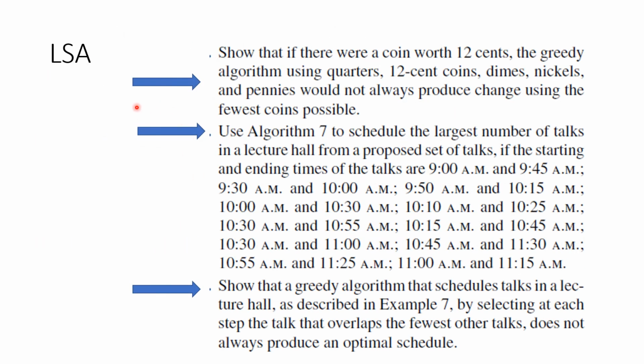Here's an LSA for you to do. I'll assign a number to this soon and post it. There are three things to do. Show that if there were a coin worth 12 cents, the greedy algorithm would not always produce change with the fewest coins. Use the algorithm for talk scheduling, Algorithm 7, to schedule the largest number of talks from the talks that we have, so you're implementing the algorithm. And the last problem: show that a greedy algorithm that schedules talks in a lecture hall, as described in the example, by selecting at each step the talk that overlaps the fewest other talks, does not always produce an optimal schedule. That's going to be by counterexample.